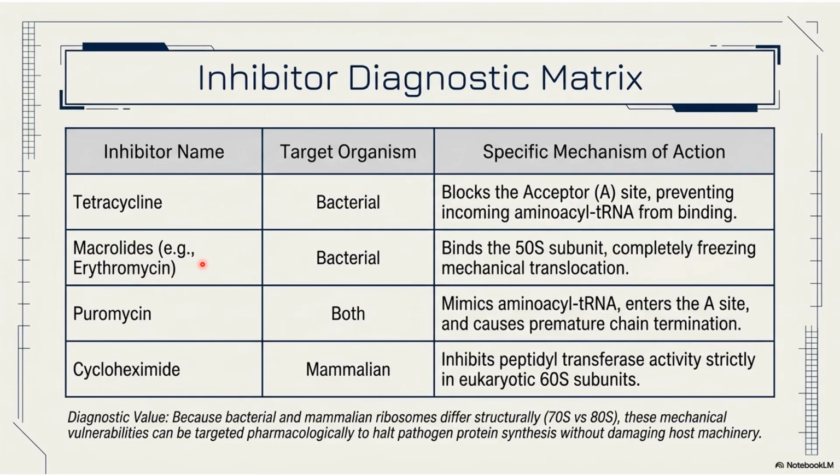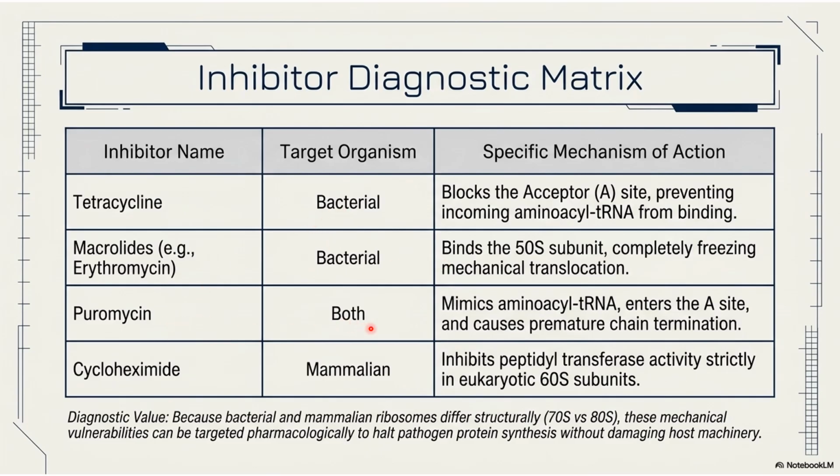Likewise, macrolides bind with the 50S subunit of the ribosome and freeze translocation. The ribosome cannot move further, the translocation process is not taking place, and this translation is stopped.